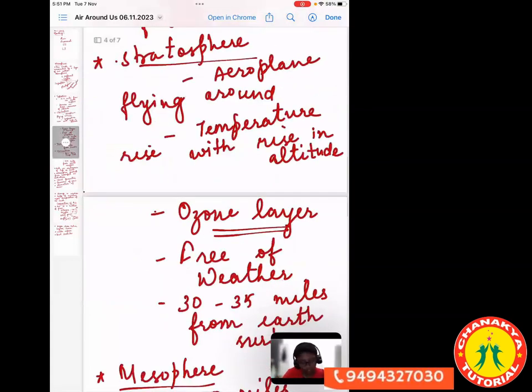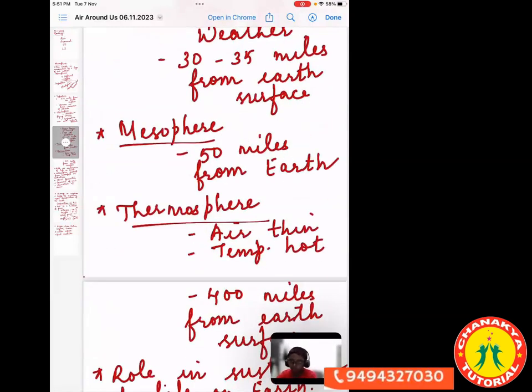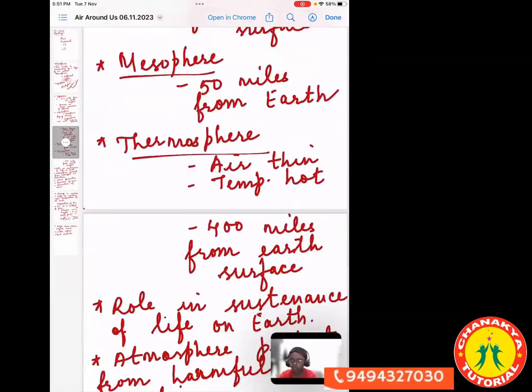Then the stratosphere, where the aeroplane flies, and the temperature rises with the rise in the altitude. So as we increase the altitude, the temperature also rises there. It is a layer where the ozone layer is present. It's a layer free of weather, and it is almost 30 to 35 miles from the Earth's surface. The next thing we have discussed is the mesosphere, which is 50 miles from the Earth's surface.